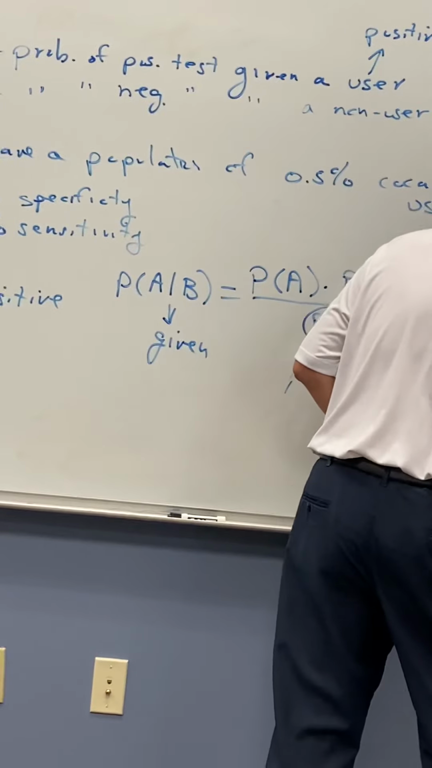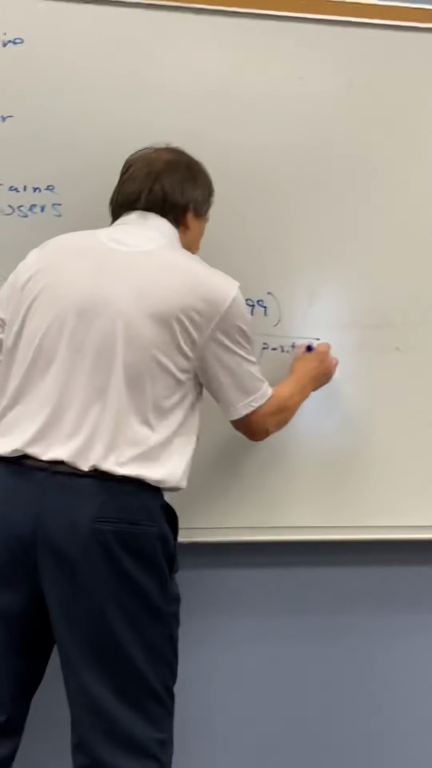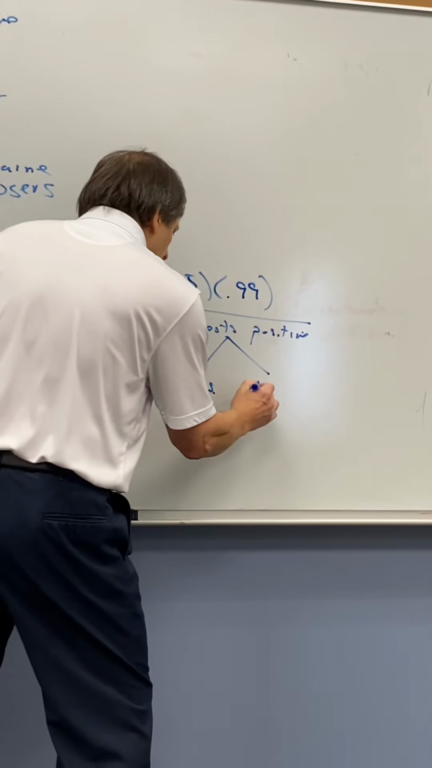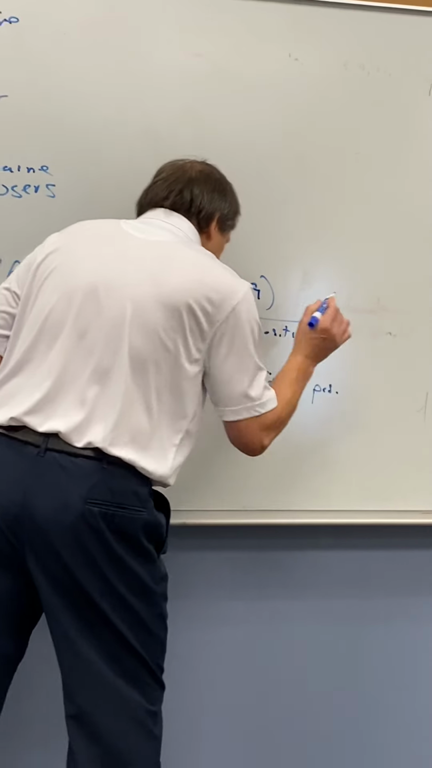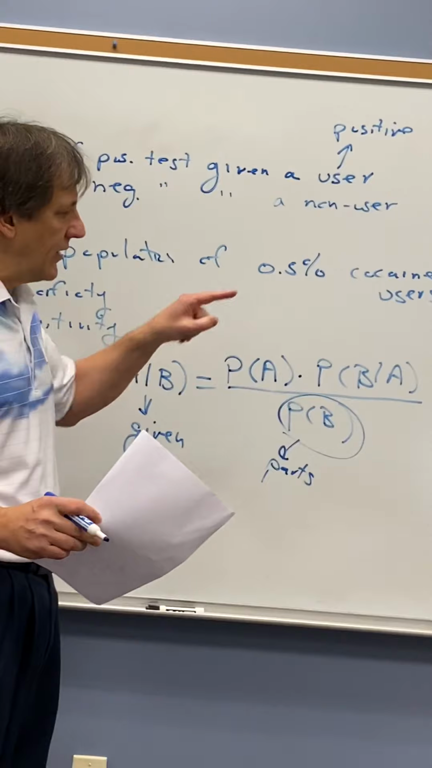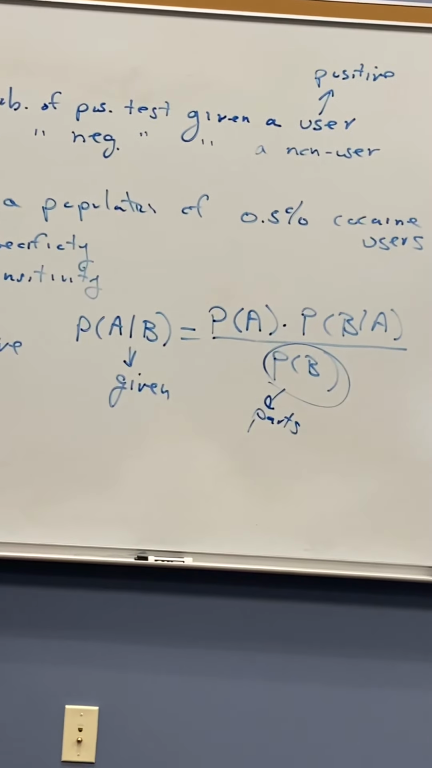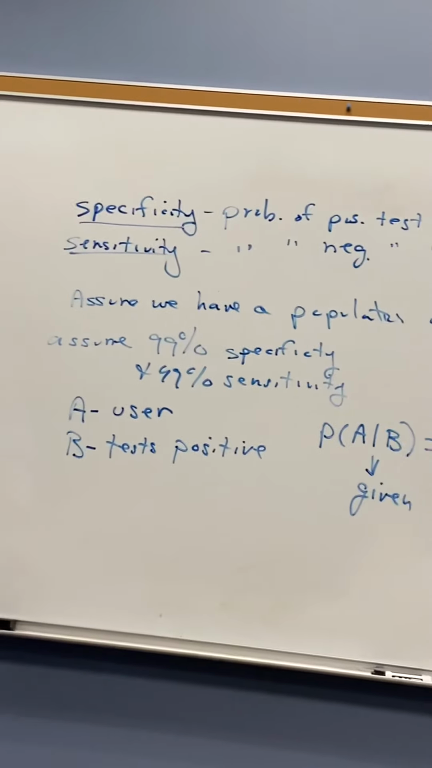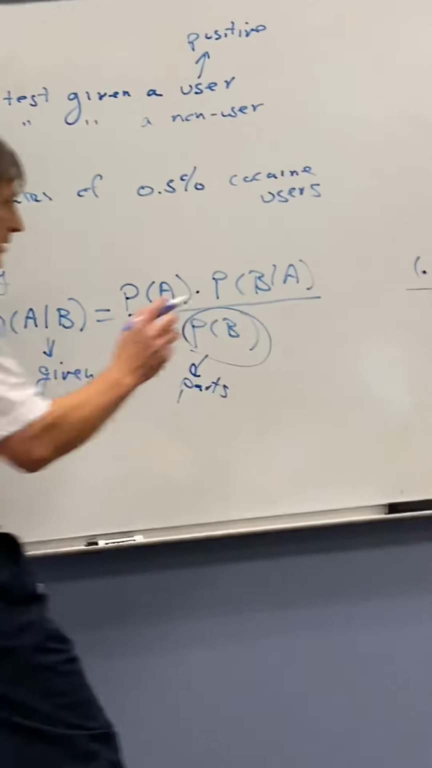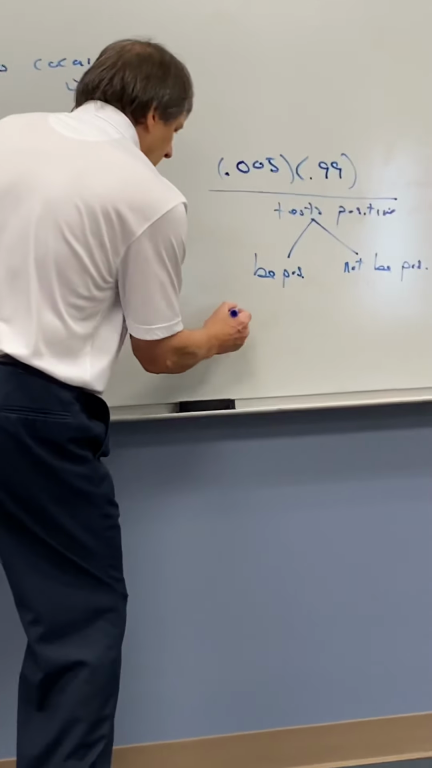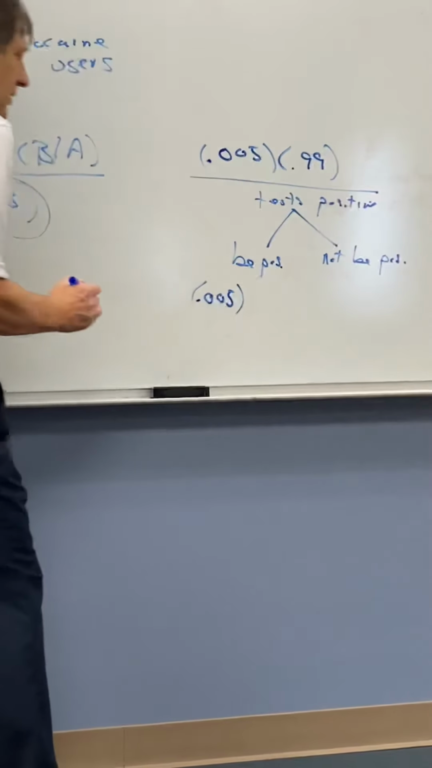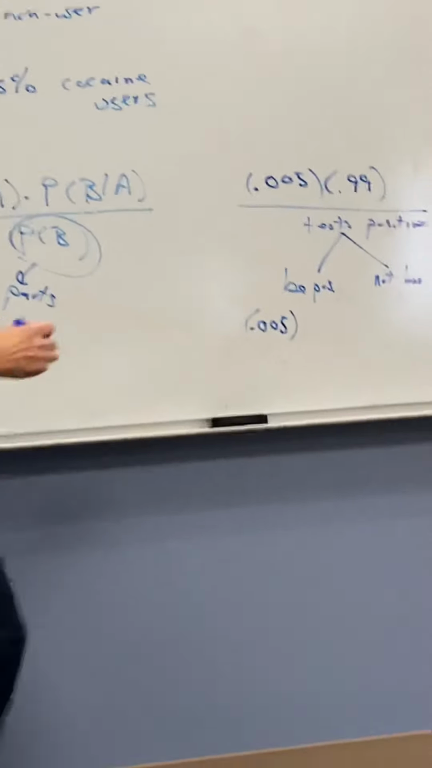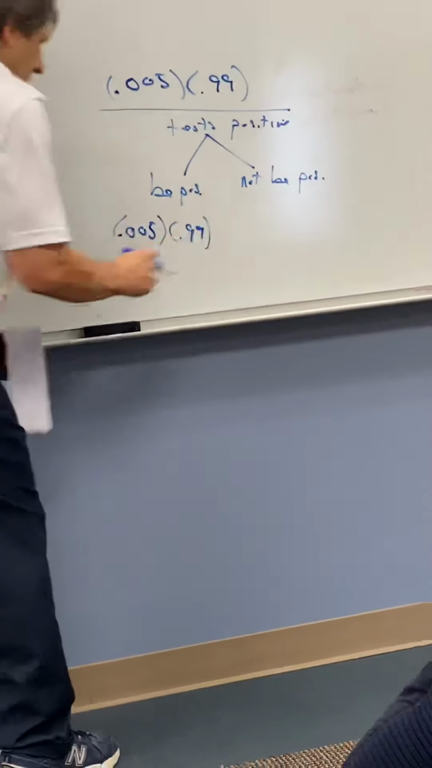Okay, so we're going to write it this way. So you test positive. Okay, but testing positive, you might be positive or not be positive. What's the probability of testing positive and being positive? Well, let's see. Being positive is 0.005. Testing positive, if you are positive, we earlier said is 0.99, right?